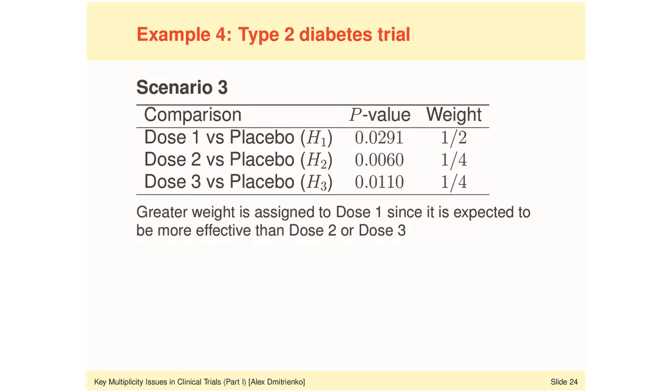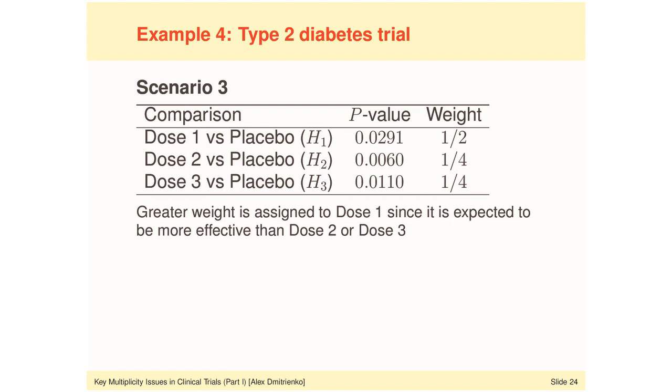Now I'm going to walk you through the individual steps of the fallback testing algorithm using example 4, the type 2 diabetes trial example. Now we're going to use a new set of p-values. This set of p-values will be labeled scenario 3. We again have 3 different dose-placebo comparisons and the associated one-sided p-values.